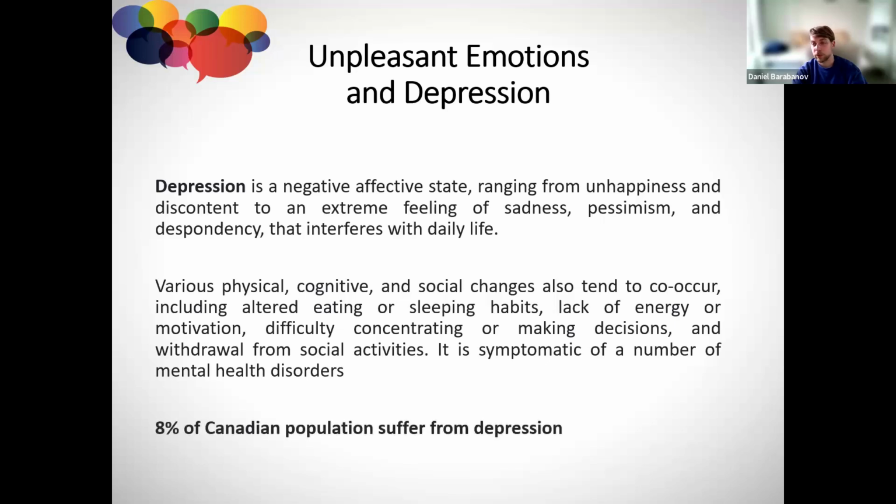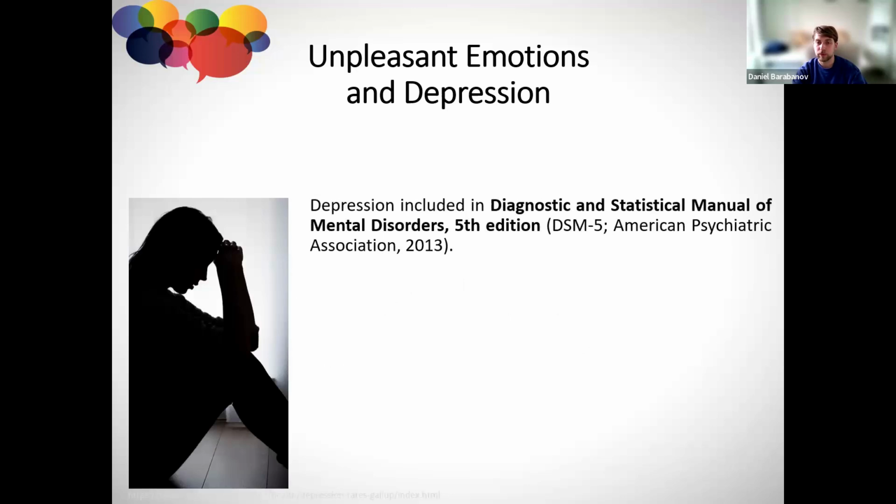So depression is actually widespread. In Canada, at least 8% of the population suffers from depression. That's many thousands of people, actually. So what do we know about depression? Depression is included in the Diagnostic and Statistical Manual of Mental Disorders. DSM-5 is a classification introduced by the American Psychiatric Association, and it is used in the United States and Canada. What explanations of depression do we currently have?